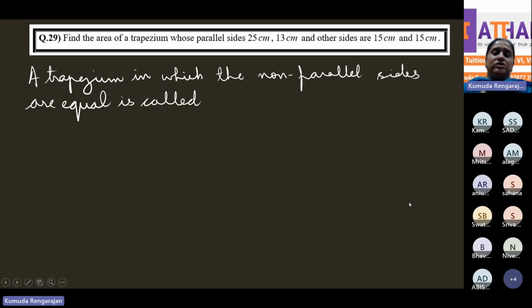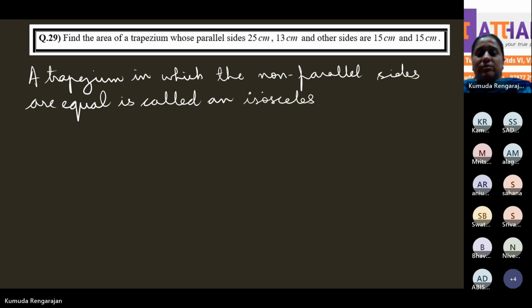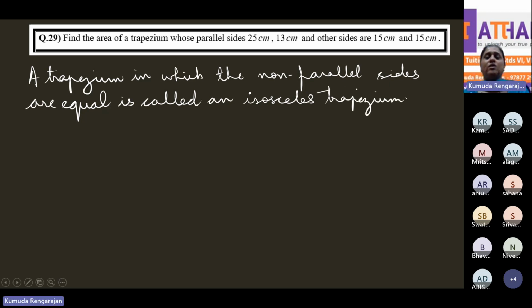So a trapezium in which the non-parallel sides are equal is called an isosceles trapezium. Yeah, now take a picture.